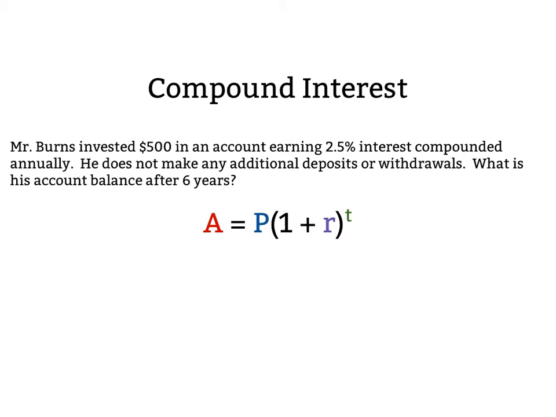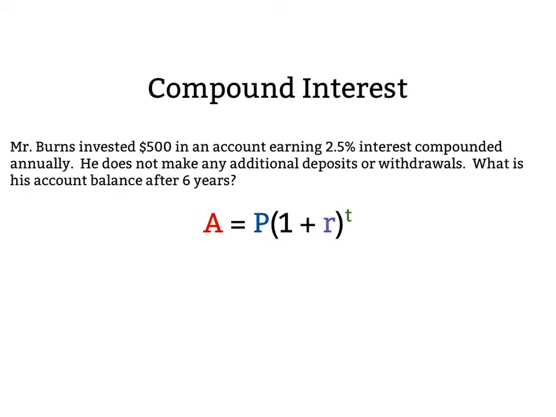So here's an example. Mr. Burns invested $500 in an account, earning 2.5% interest, and it's compounded annually. That's how I know it's compound interest. It says compounded annually. He's not making any additional deposits or withdrawals. So what is the account balance after 6 years?